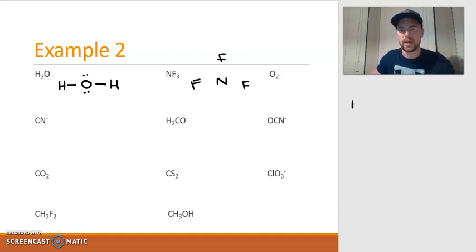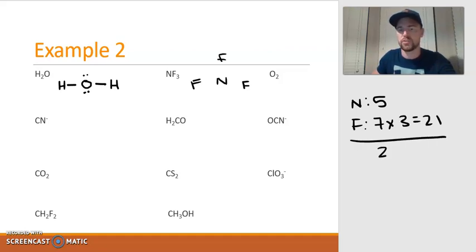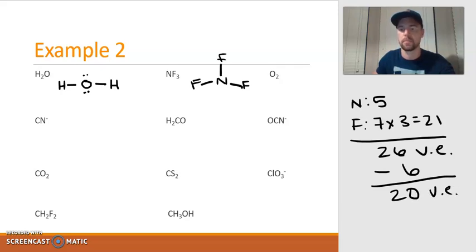Step 2, let's figure out how many valence electrons I have. Nitrogen has 5. Fluorine has 7, but there are 3 fluorines, so that's 21. So total, I have 26 valence electrons. All right, step 3. Get those terminal atoms bonded using a single bond. How many electrons did I just use with those 3 single bonds? 6, 2 electrons for each bond. I'm down to 20 valence electrons.